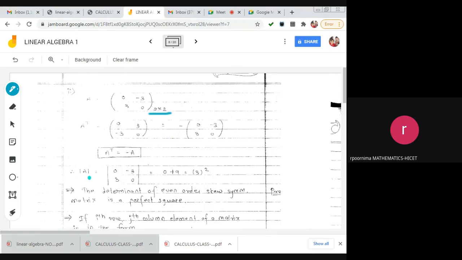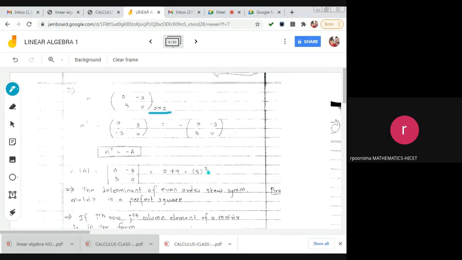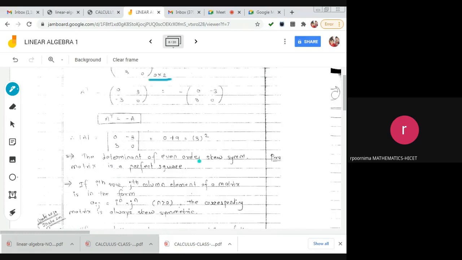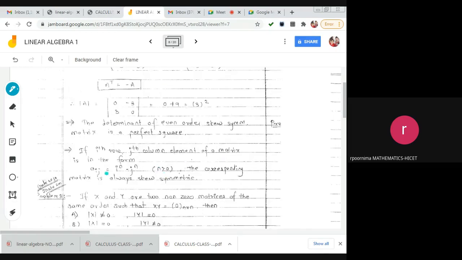So determinant A equals 0 minus of minus 9, so it becomes plus 9. So it is 3 square. So the determinant of an even order skew symmetric matrix is a perfect square. If the ith row, jth column element of a matrix is in the form a_ij = i to the power n minus j to the power n, where n is greater than 0, the corresponding matrix is always skew symmetric.